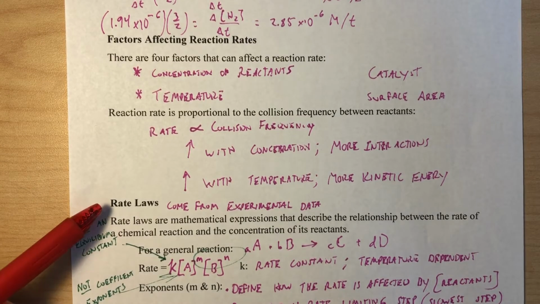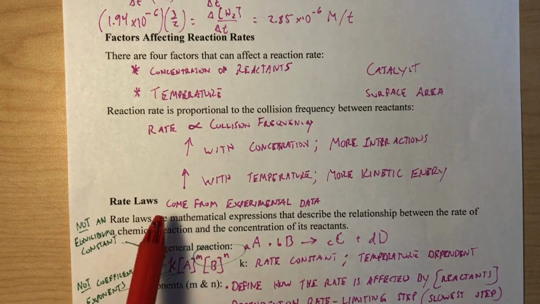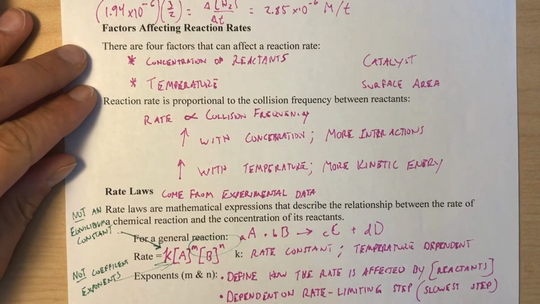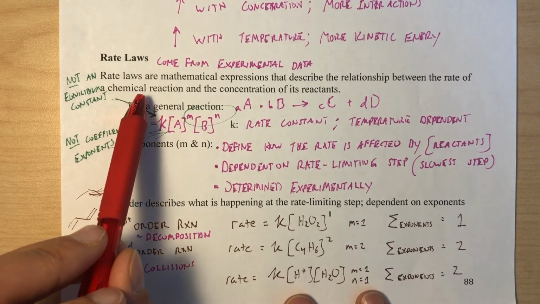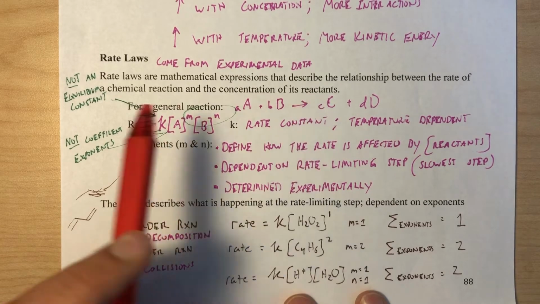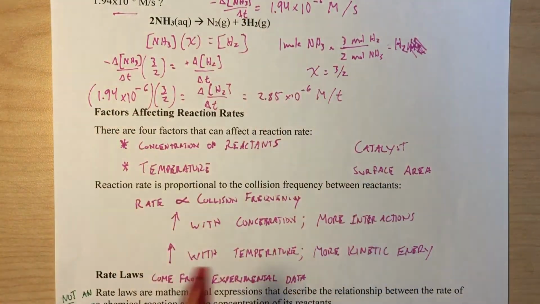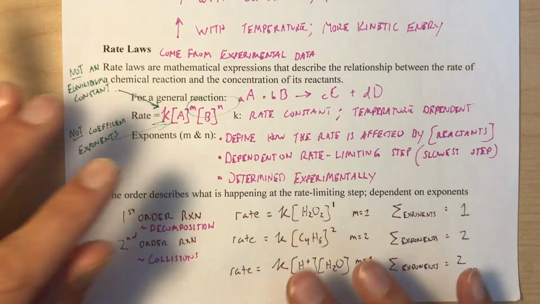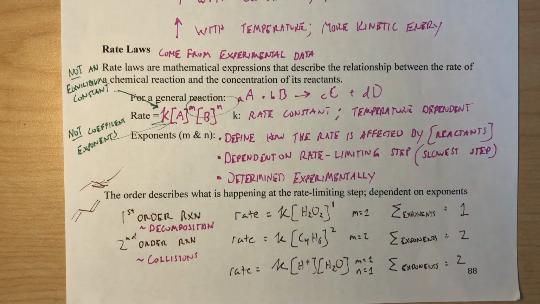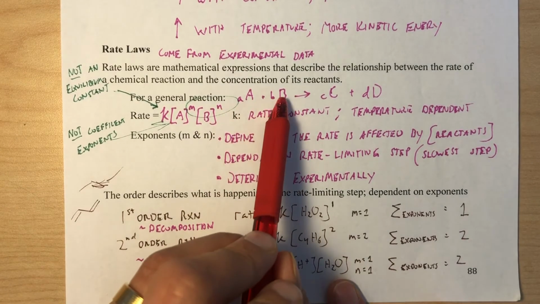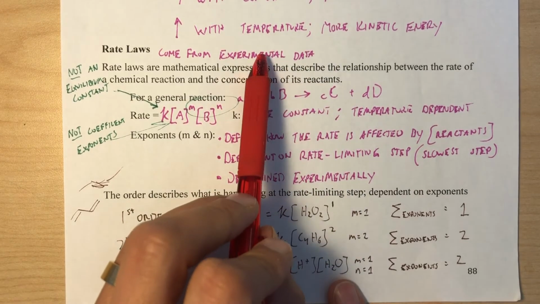Next, we're going to look at rate laws, arguably the most important part of the kinetics unit. Rate laws come from experimental data, and they are mathematical expressions that describe the relationship between the rate of a chemical reaction and the concentration of its reactants. In a moment, we'll cover rate laws, and then we'll go back and see how the stoichiometric ratios factor into that. Rate laws are always derived from experimental data. It is not possible to look at a general reaction, such as A and B reacting to form C and D, and derive the rate law. You must have experimental data.